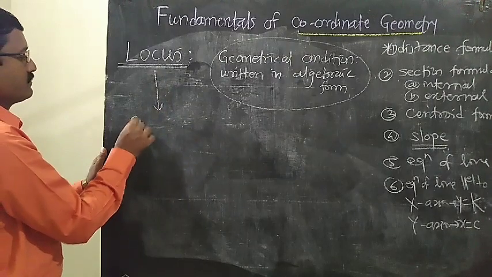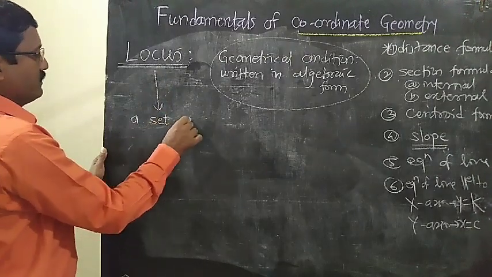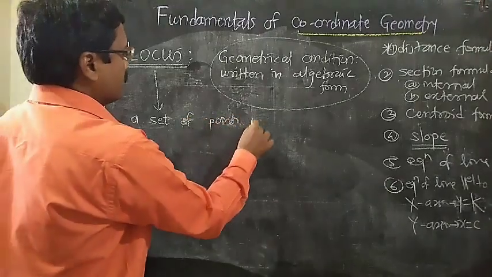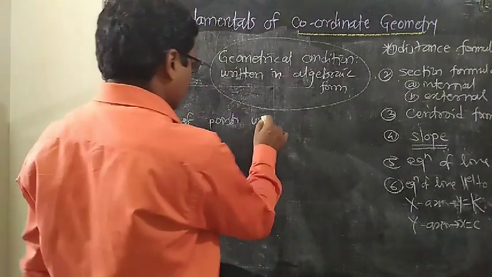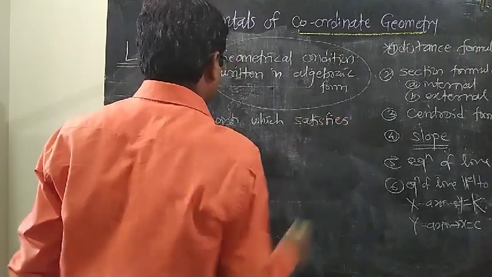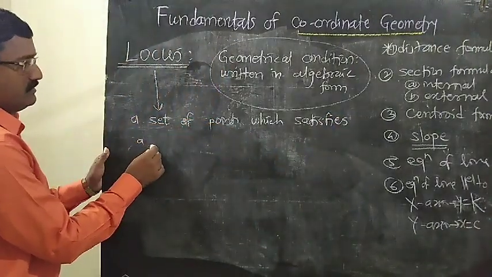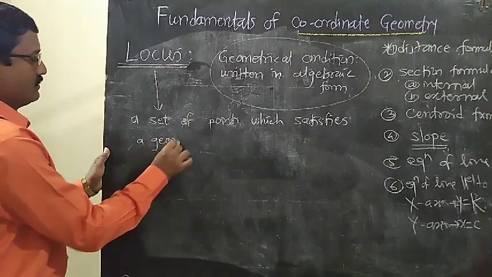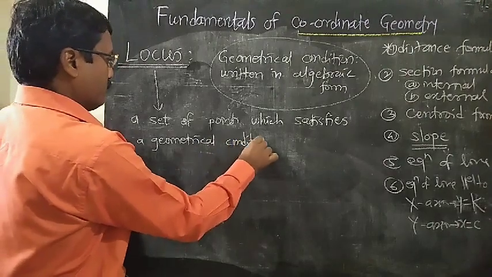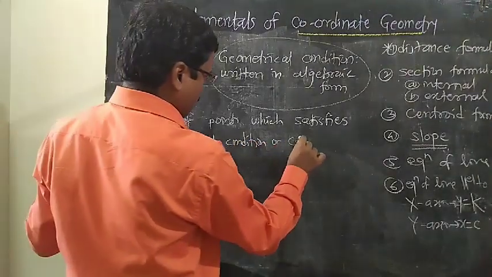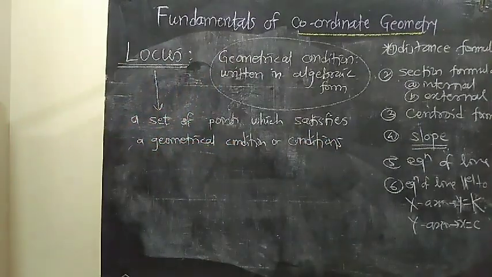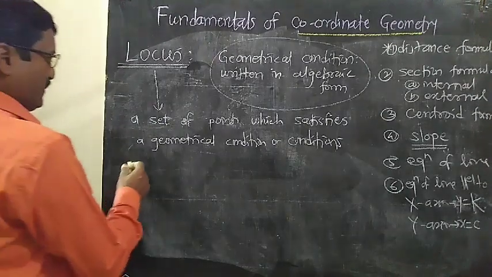Locus means it's a set of points which satisfies a geometrical condition or conditions. Locus is a set of points which satisfies the geometrical condition or conditions.